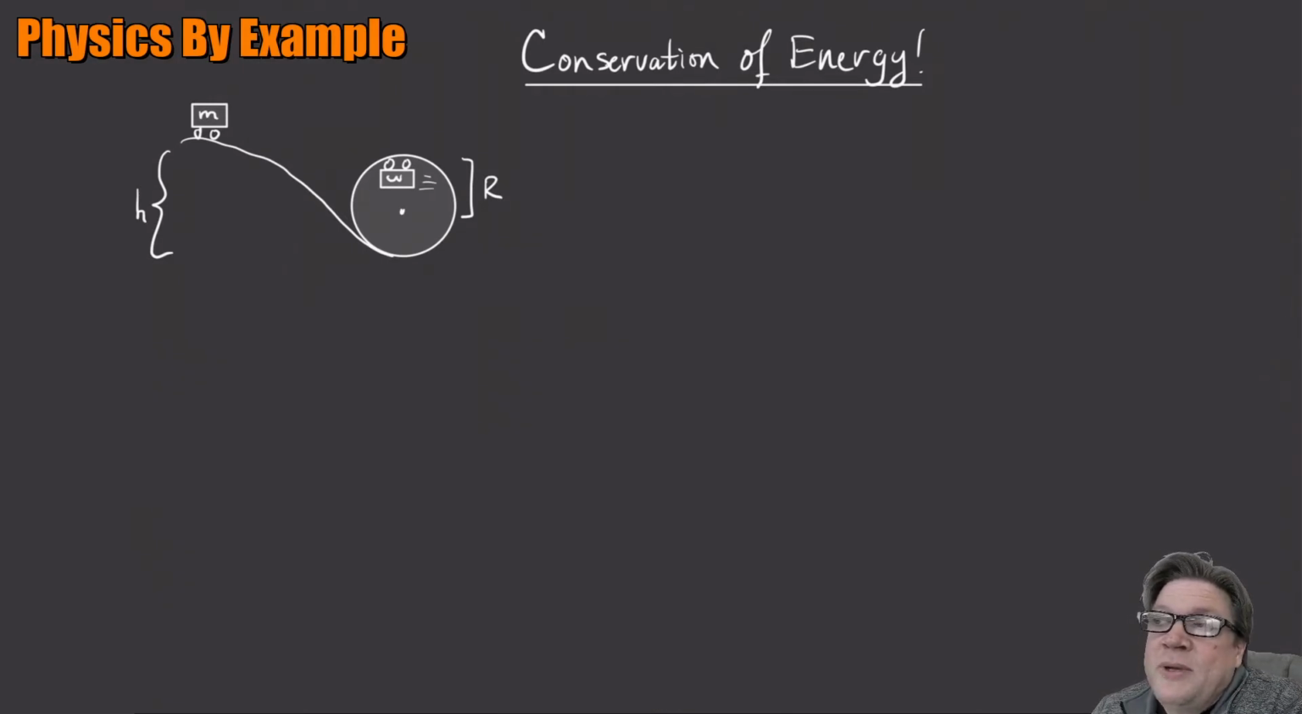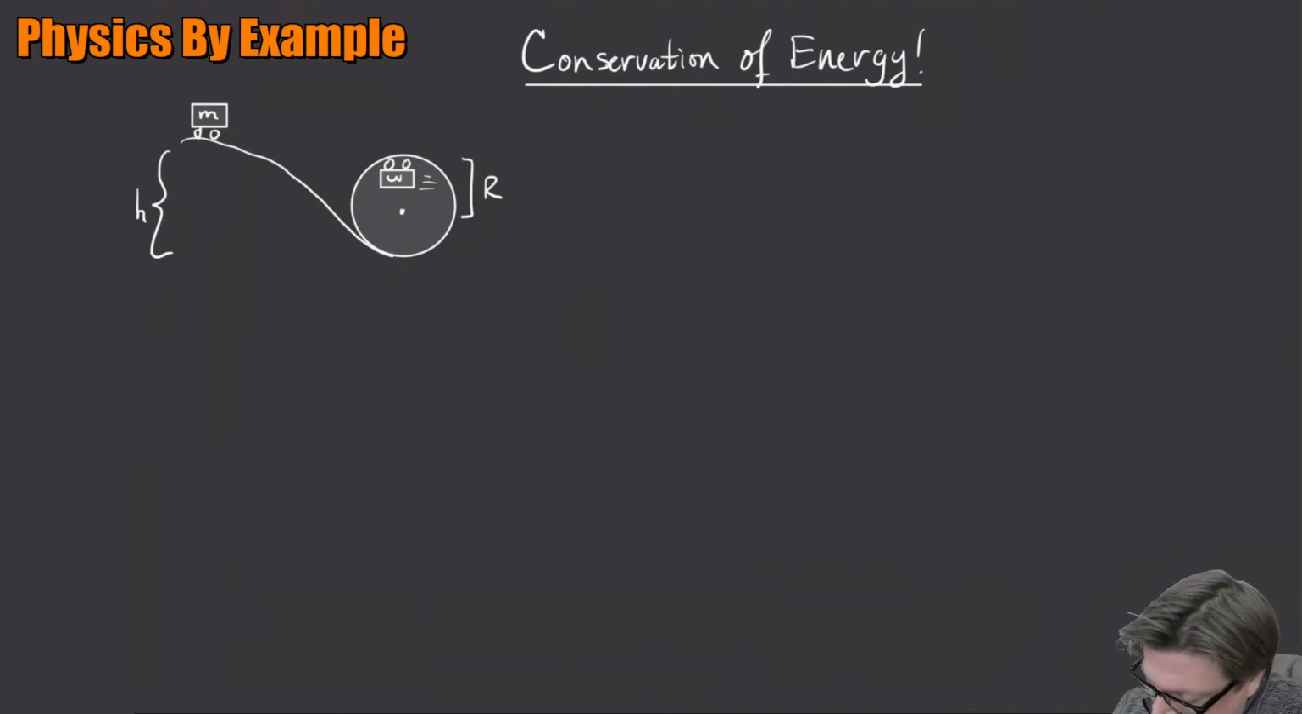So where does the speed come from? It comes from that height h. Assume no friction. There's no friction anywhere. So how high does h have to be so that it makes it around the loop? It turns out it'll just be a function of how big the loop is, r, the radius of the loop. So let's figure it out.